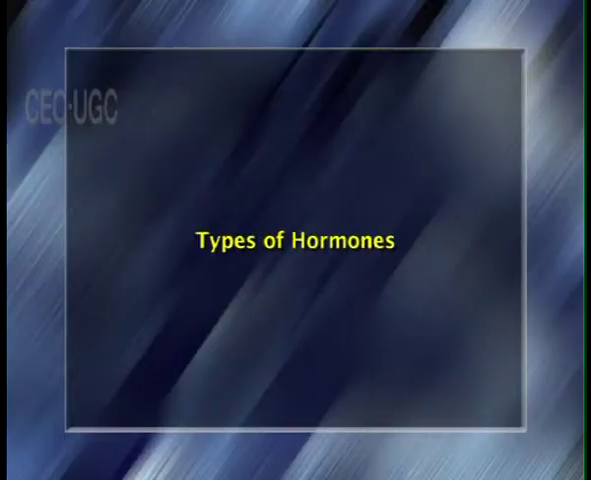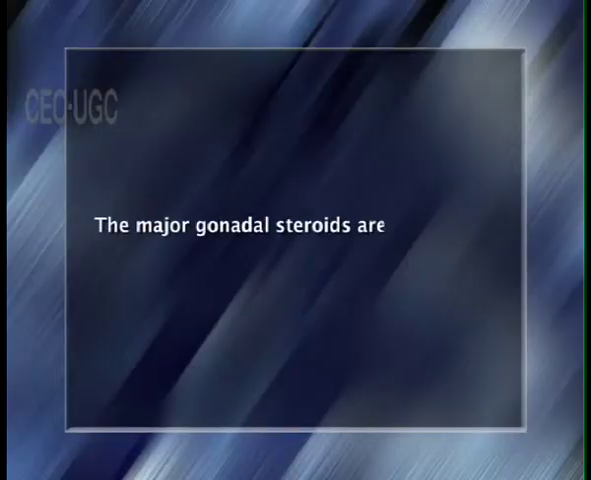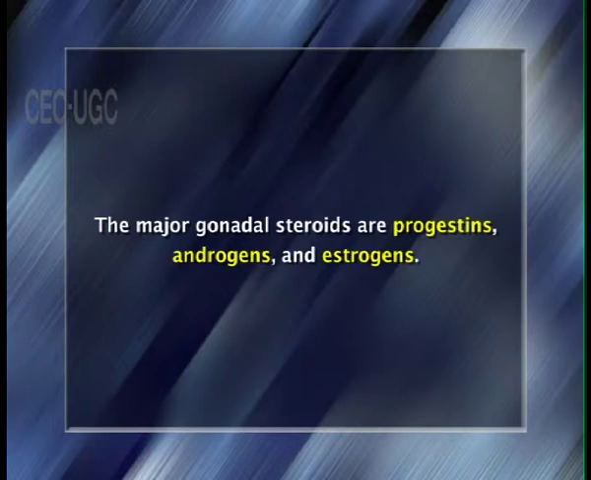Now students, let's have a look over the types of hormones. First, the gonadal steroids. Gonadal steroids, including those produced by the testes and ovaries, were among the first to be identified and implicated in behavior. In addition, the adrenal cortex also produces steroid hormones. The major gonadal steroids are progestins, androgens, and estrogens.